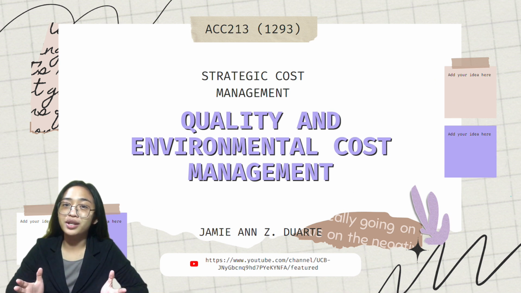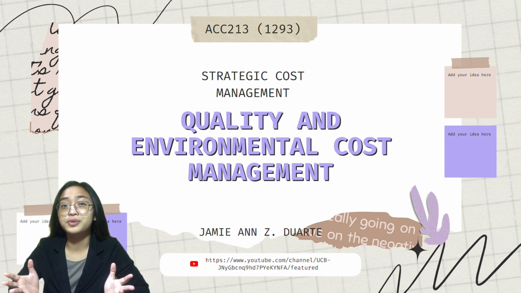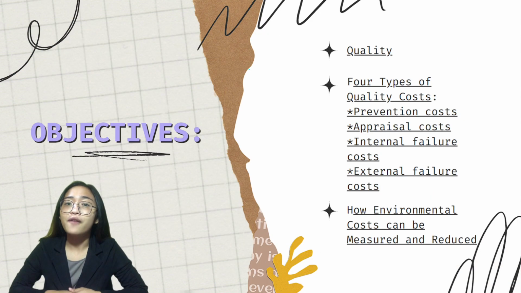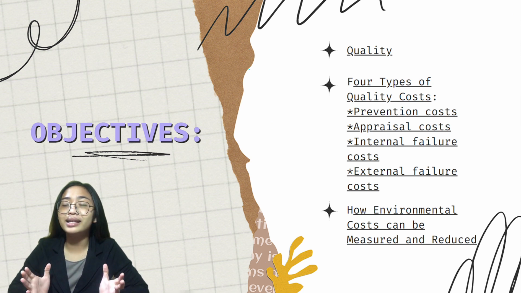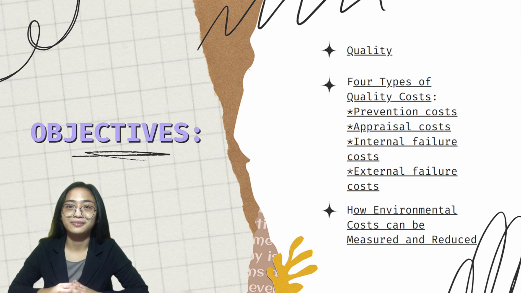So for today's video, I'm going to discuss with you the topic quality and environmental cost management. So, what are the objectives for this topic? Here are the objectives. First is defining quality cost or cost of quality. Second, the four types of quality costs, and lastly, how environmental costs can be measured and reduced.